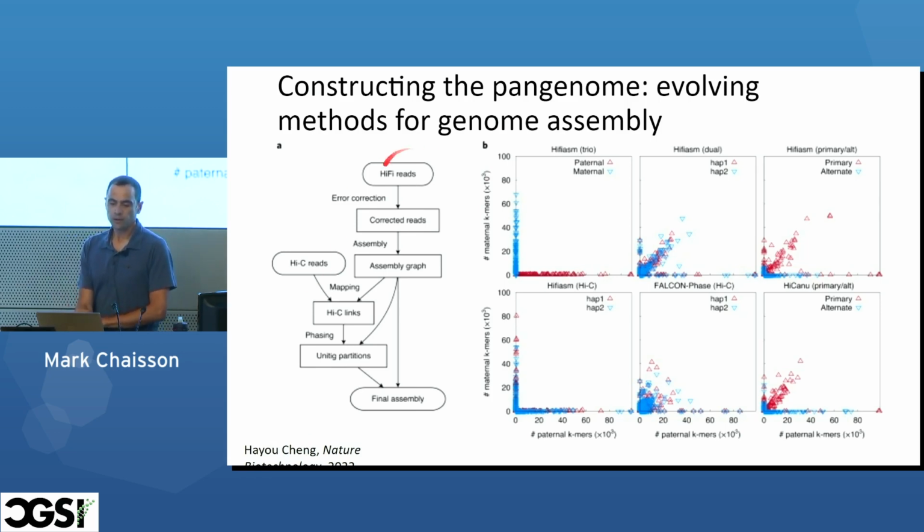And essentially, HiFi reads, these are sequencing reads that are highly accurate, are built into a graph. They're combined with Hi-C data that I'll show a little bit more information about in the next couple of slides, and used to build assemblies. One of the key components of modern assemblies, especially assemblies for the pangenome graph, is that we're looking at diploid individuals, and so the assemblies have to be haplotype resolved. We have to be able to take the individual sequencing reads, partition them out by haplotype, and then assemble two haplotypes separately.